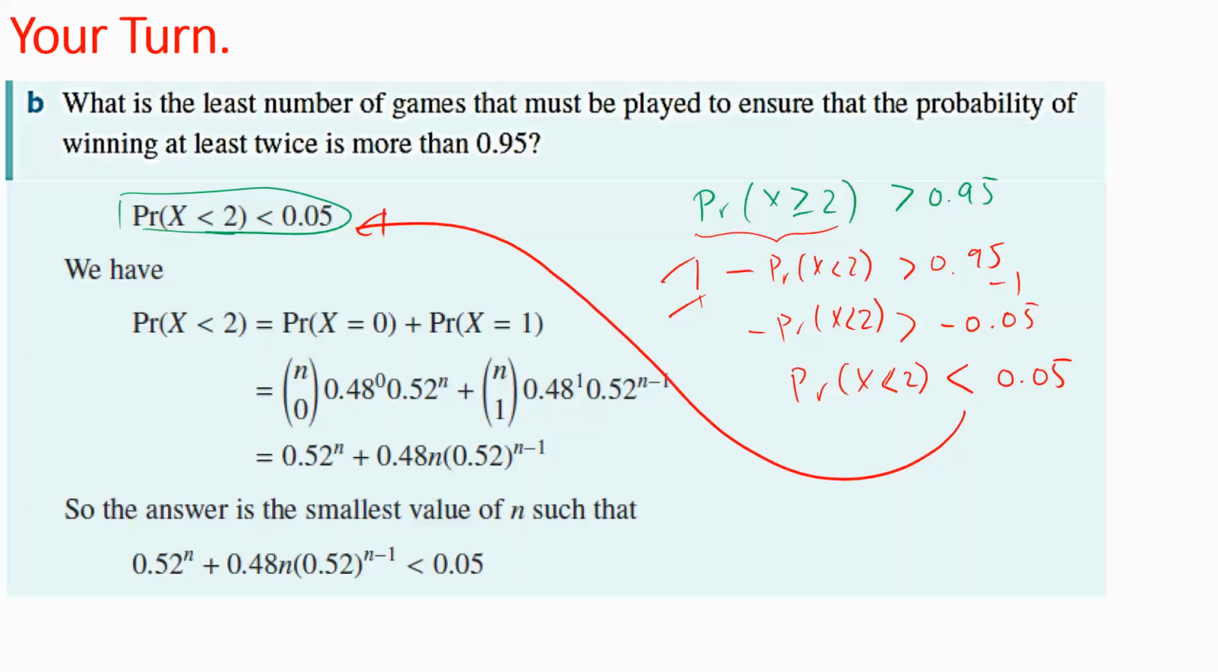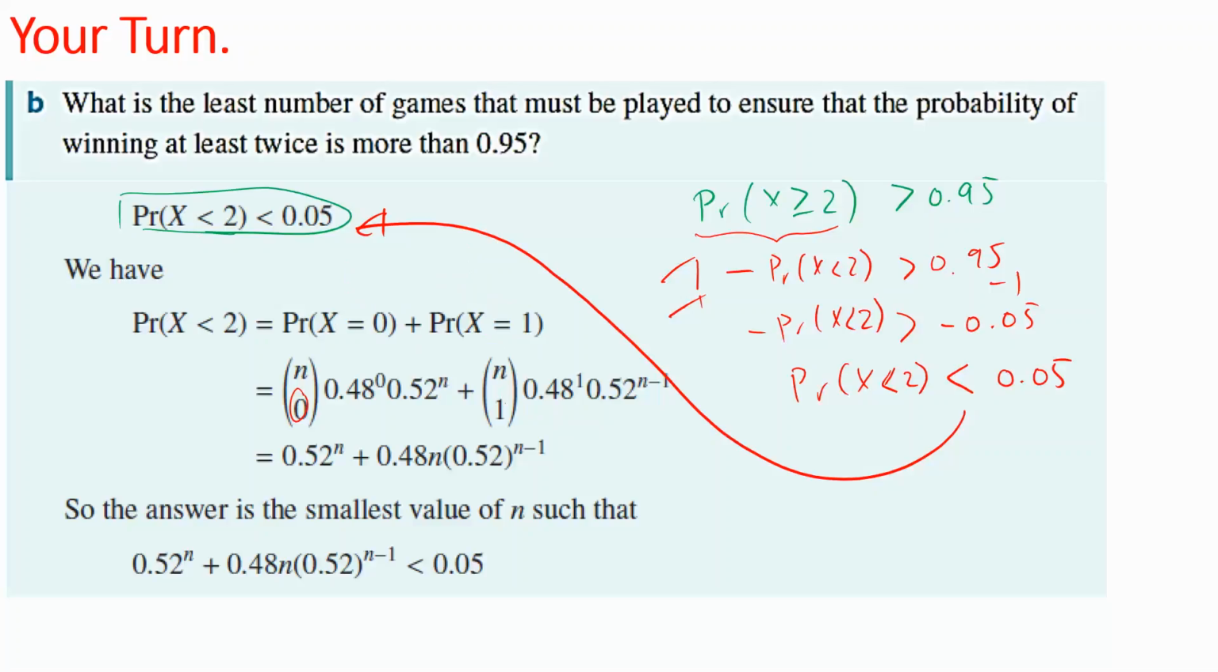Okay, and then same thing again. You know that to find less than 2, you've got probability of x equals 0 or probability of x equals 1, meaning you don't win at all, or you win just once. Sorry, not at least once. You win once, or you win none. Okay, and then you use your probability distribution. Same thing again. It's n choose 0 because you want to win none, and then win once.